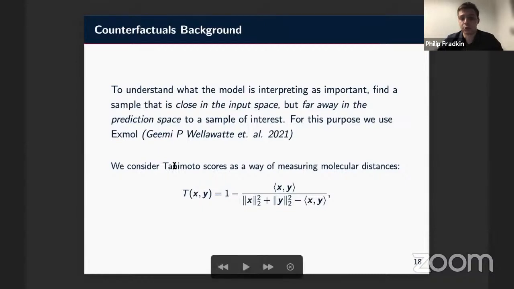And to generate these molecules, we consider Tanimoto scores as a way of measuring molecular distances. So to find a molecule that is close to a molecule of interest, we have to get some sort of a metric to understand how far away it is. So for that, we use the fingerprint embedding of two molecules, and we take the dot product in the numerator and the sums of the two vectors in the denominator, and subtract the dot product. And because it's a distance, it's not a similarity, we take 1 minus this.